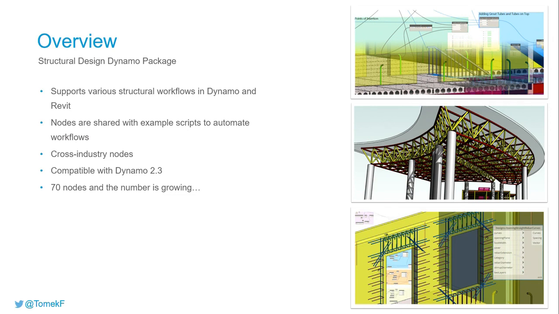Also in this package, you can find some cross-industry nodes such as selection nodes, because selection is a really important part of any script. And like I was saying, this package contains some examples to showcase workflows and demonstrate how structural processes can be automated. Currently, the package contains 70 zero-touch nodes written in C#, and this number is still growing, so you may expect some updates in the next few months.